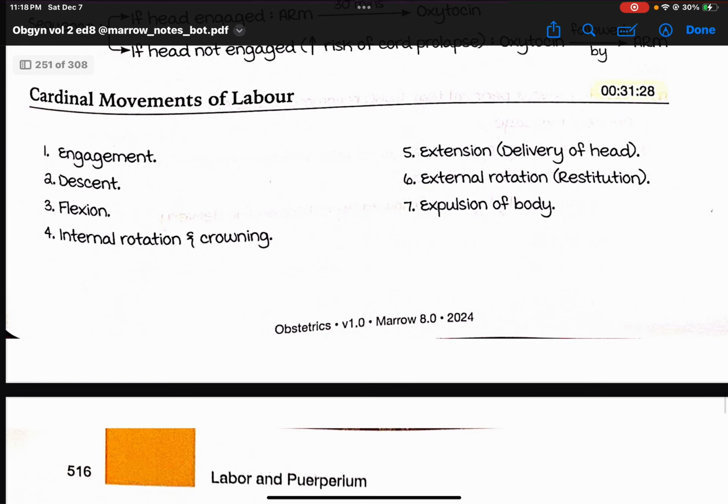Cardinal movements of labor: engagement, descent, flexion, internal rotation and crowning, extension, delivery of head, external rotation, restitution, expulsion of baby.